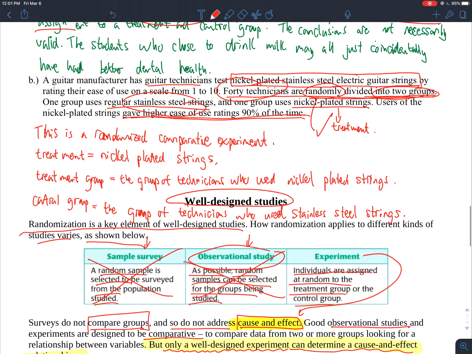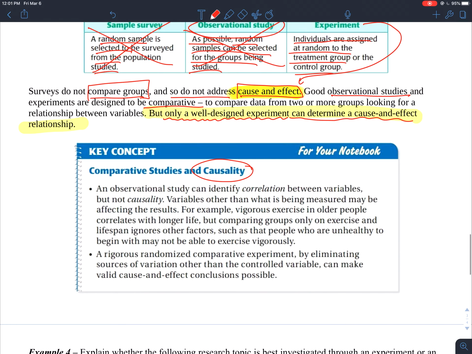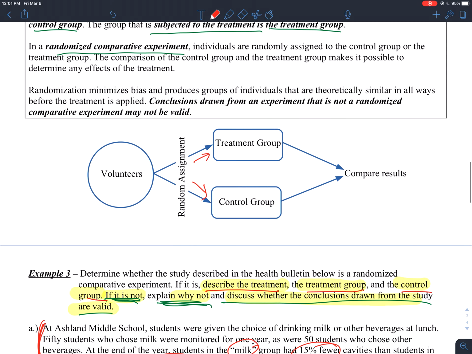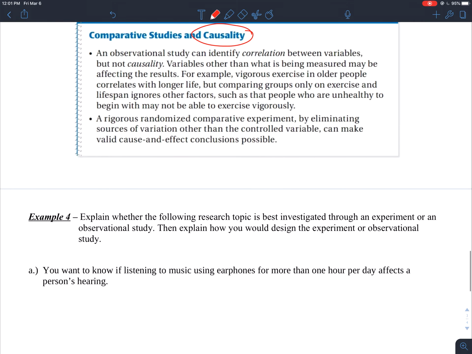Okay? So something like this right here, this was a well-designed experiment. That could tell me that nickel-plated strings are easier to use than stainless steel strings. Conclusively, if I use nickel-plated strings, that causes higher ease of use. That's causation. Okay? Only from a randomized comparative experiment. So only from here do I get causation. A causes B.